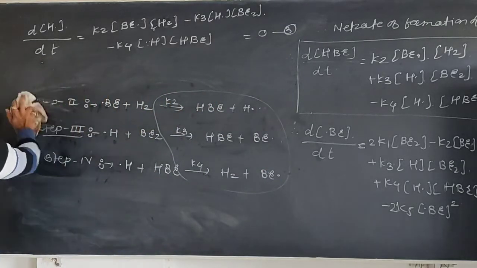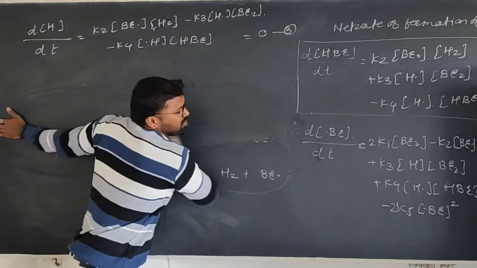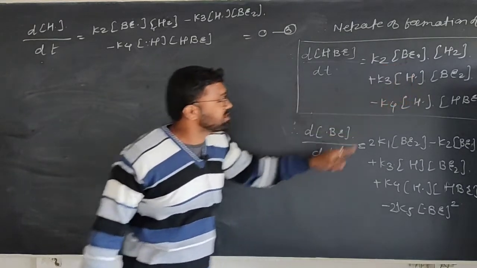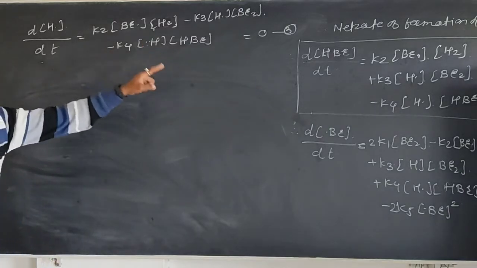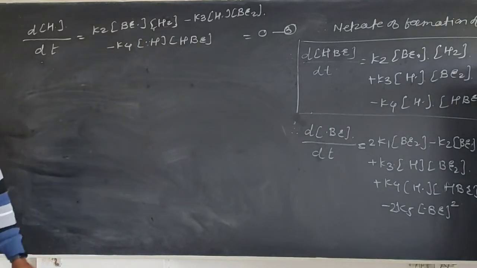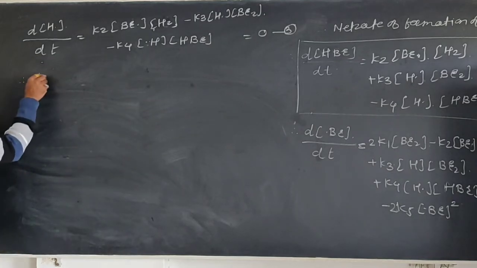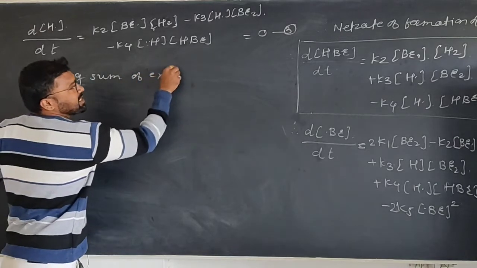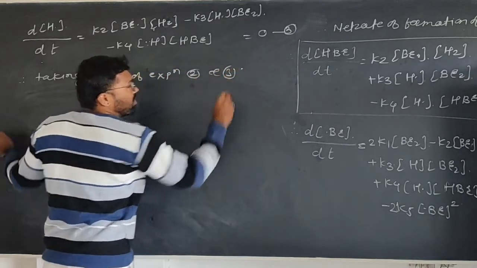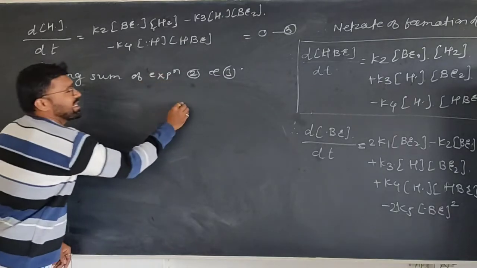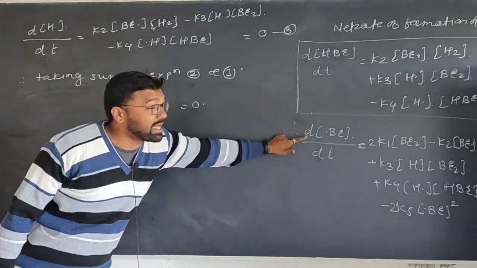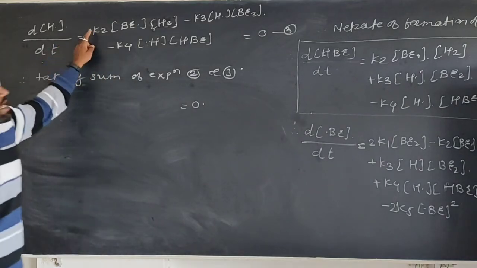Now here you have to find the concentration of Br plus the concentration of H. Therefore, take the sum of these two expressions, that is expression 2 and expression 3. Because the right hand side is 0, I write directly equal to 0. What is the left hand side? The rate of formation of hydrogen radical and the rate of formation of bromine radical.